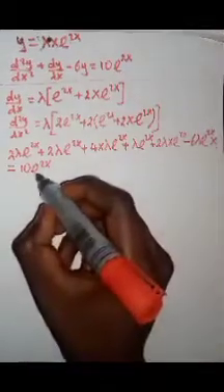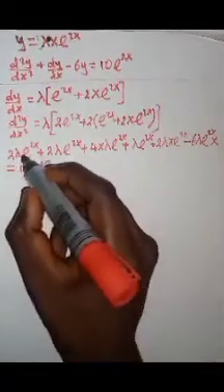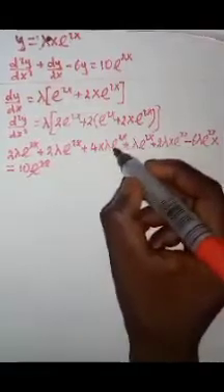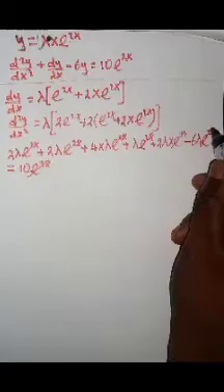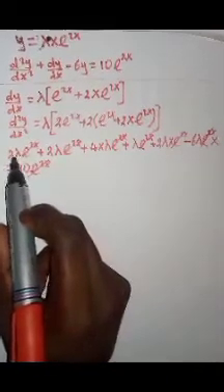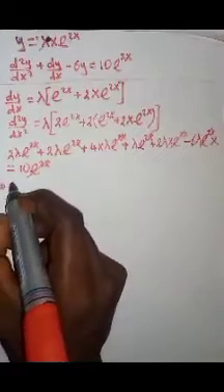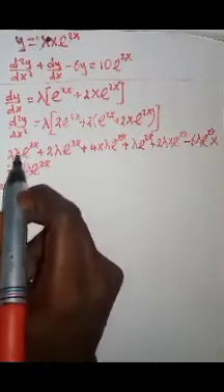Good. So the first case is that all the e to the power 2x terms are going to cancel all through. Good. Now we are going to have 2 lambda plus 2 lambda, which gives us 4 lambda. So we have our 4 lambda here.